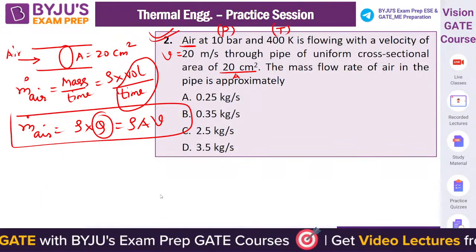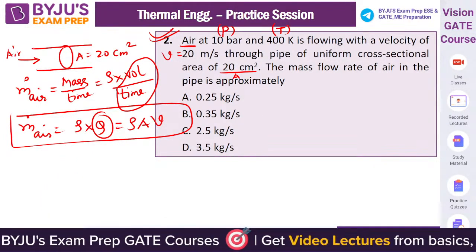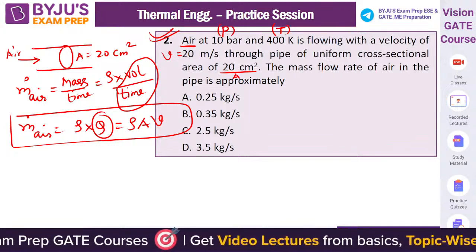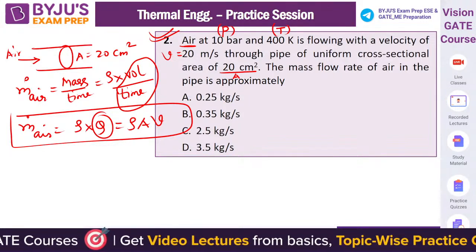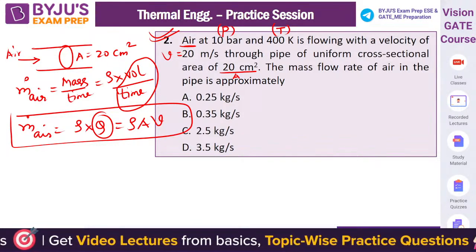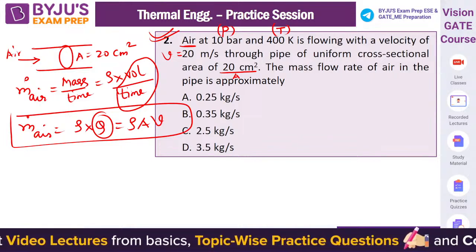Yes, please do solve and let me know. Everyone, please give it a try and let me know the answer. Mass flow rate of air is density into area into velocity.